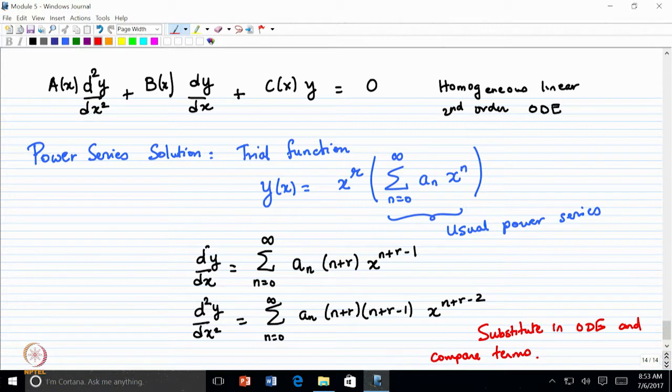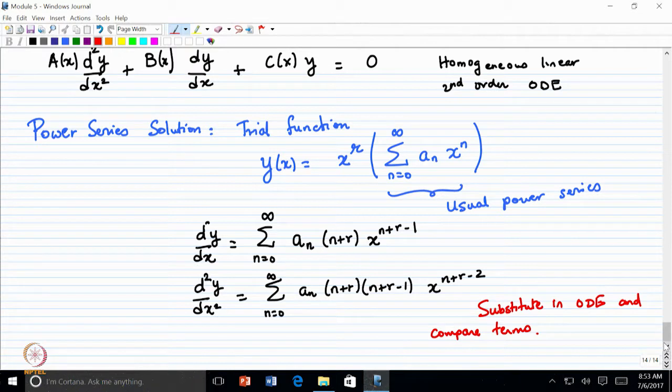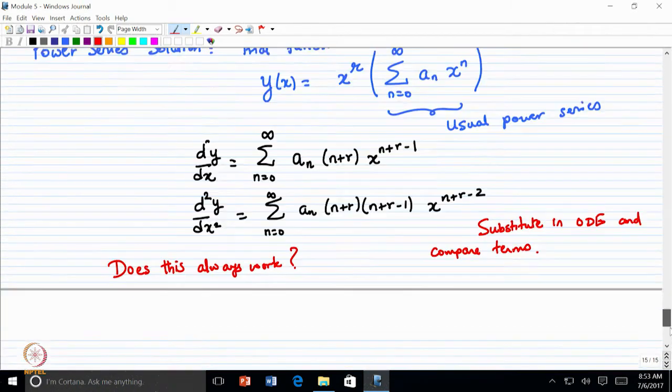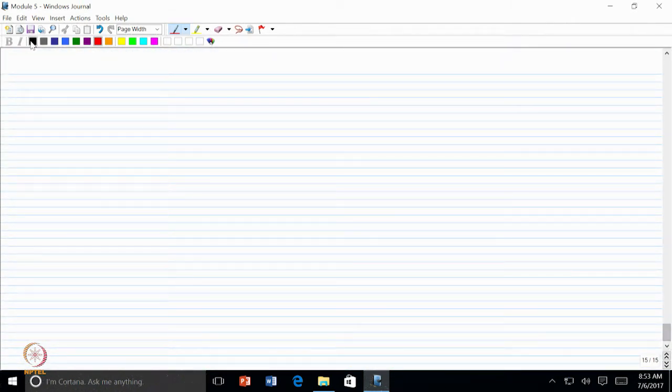Now, the question is, when does this work? So, the first question is, does this always work? Okay. Now, the answer is no, it does not always work. So, there are certain conditions for applicability. So, we will come to the conditions for applicability of the power series method of solution.